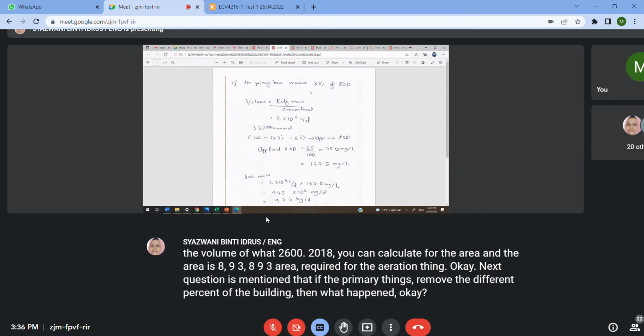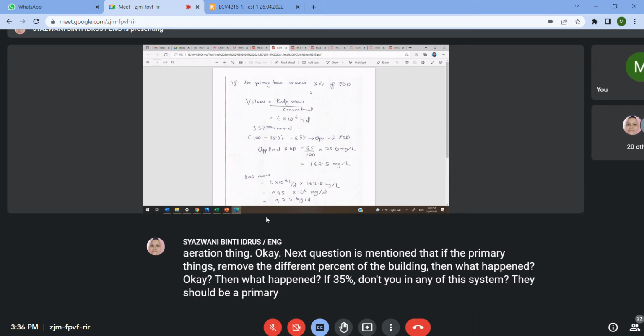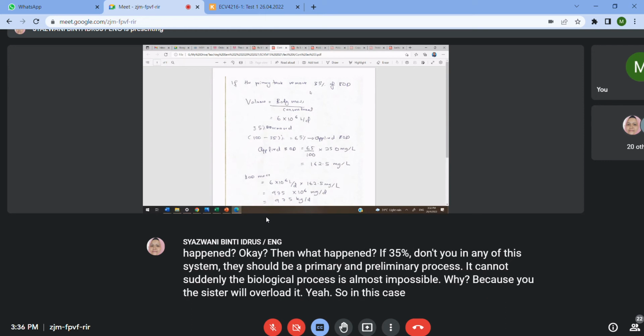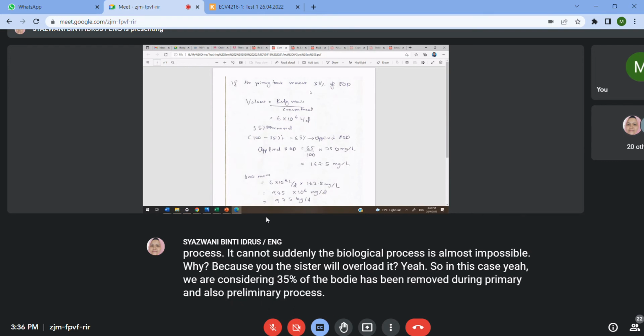Okay, then what happens if 35%? Logically, in any system there should be a primary and preliminary process. It cannot suddenly be the biological process. It's almost impossible. Why? Because the system will be overloaded. So in this case, we are considering 35% of the BOD has been removed during the primary and preliminary process.